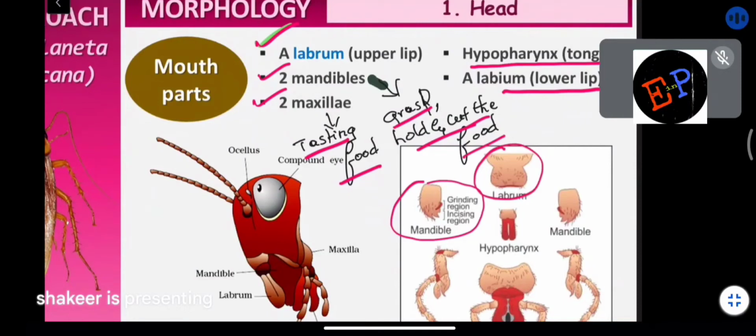Clear? So two maxillae are also present. So this is called maxillae. And what is the purpose of maxillae? Responsible for tasting the food. Okay, whether sugar is more or less, sugar, salt, all these it tests with the maxillae. So hypopharynx, hypopharynx is a tongue. So this is the hypopharynx of this cockroach. And a labium, which is called a lower lip, is present here. Okay? So these are the different parts of which the head is made up.